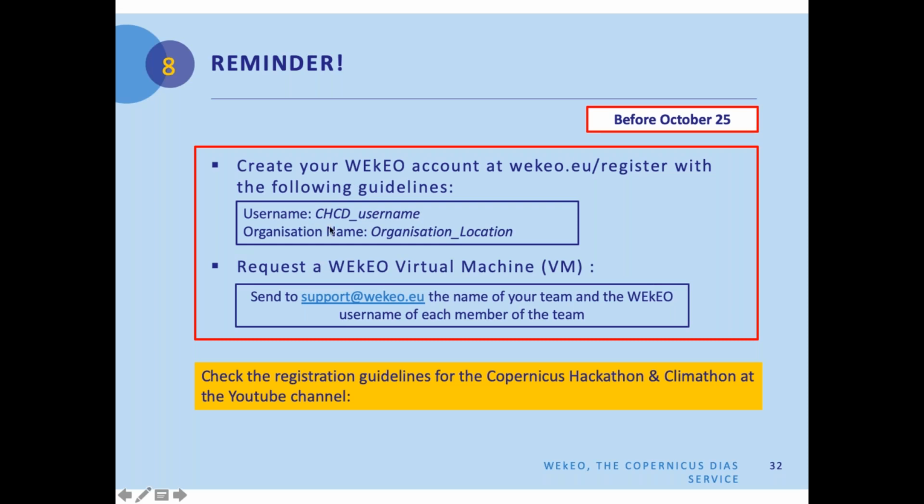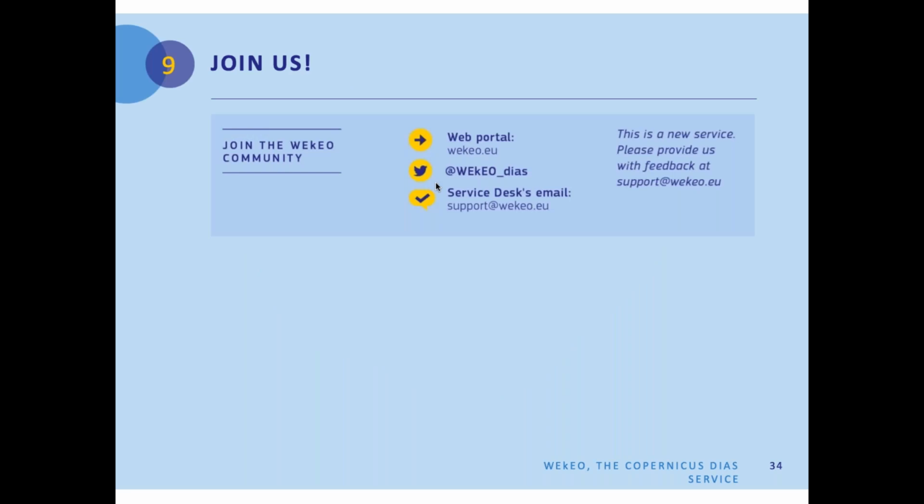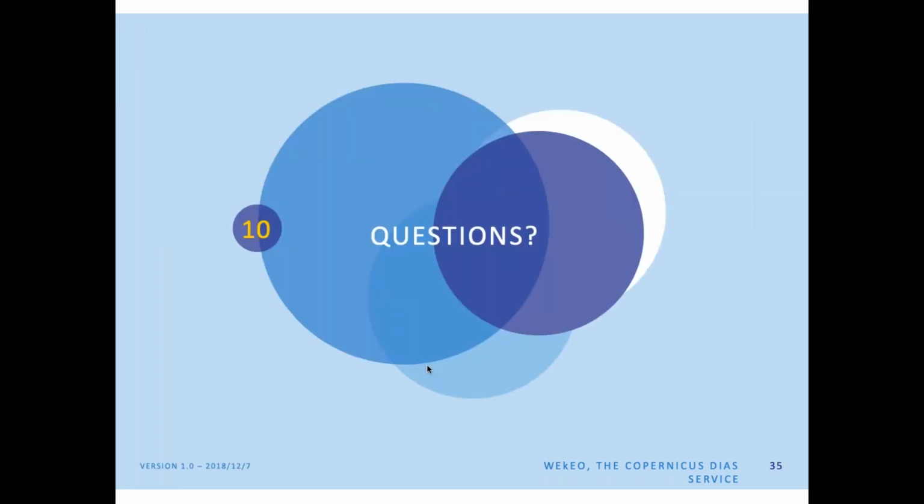And for the request to the virtual machines, you should already have a group created, and you can send us, as I said before, the name of your team and the usernames of everyone, the WEkEO usernames, so that we can set up everything before the hackathon. You can also check the guidelines and more details about the registration in the previous tutorial that we did. And finally, if you want to join us, we have the web portal that you have already seen. We have a Twitter and the support, that is just this form and the email.